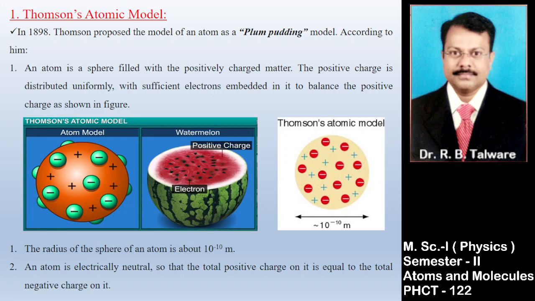An atom is electrically neutral. Why neutral? Because it has the same amount of positive as well as negative charge, so the total positive charge on it is equal to the total negative charge on it. The same charges are put in this model. Suppose there are 10 positive charges, then equally 10 negative charges. That's why it is electrically neutral.